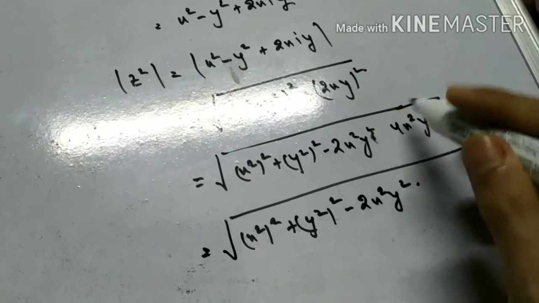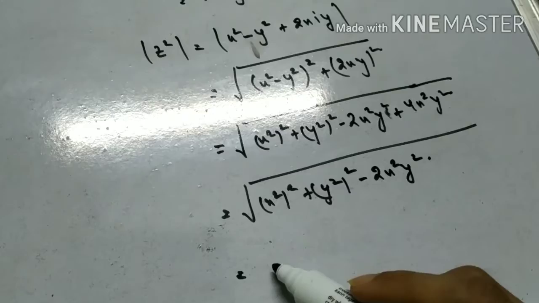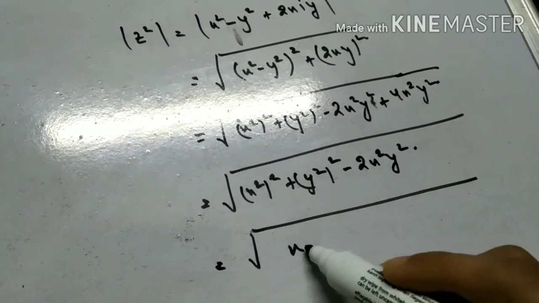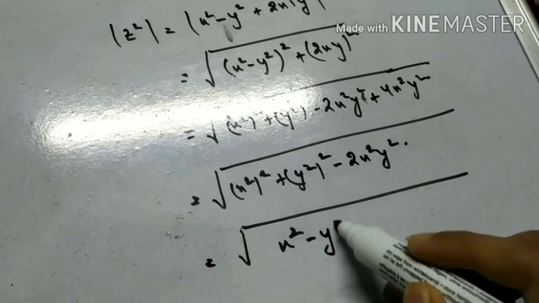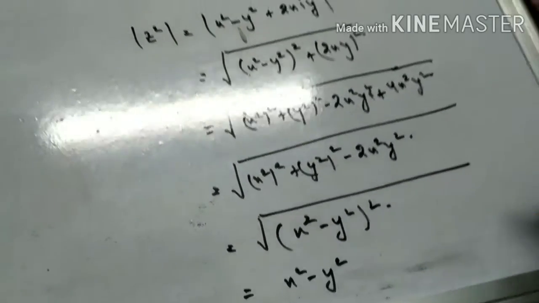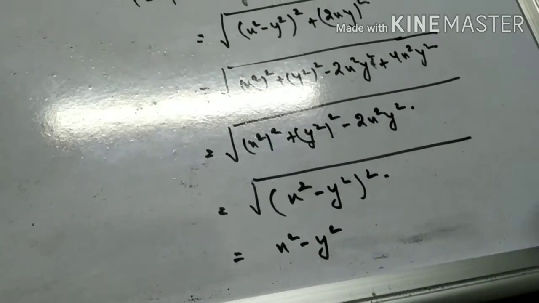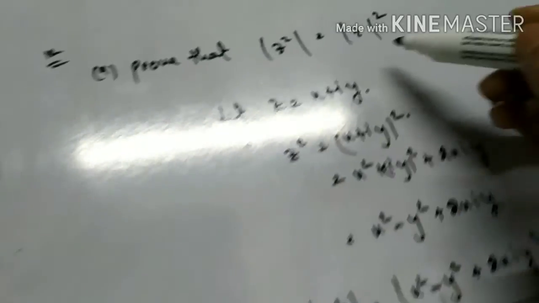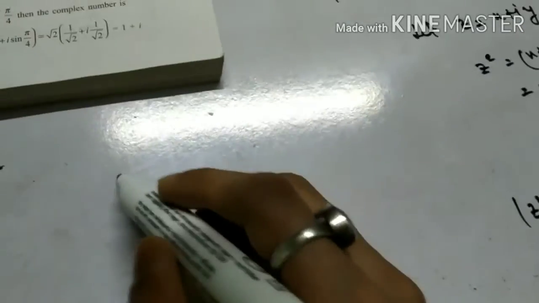Understand? So this one is equal to root over x square plus y square the whole square, which is x square plus y square. Understand? This is equation 1. And next I will do this one.